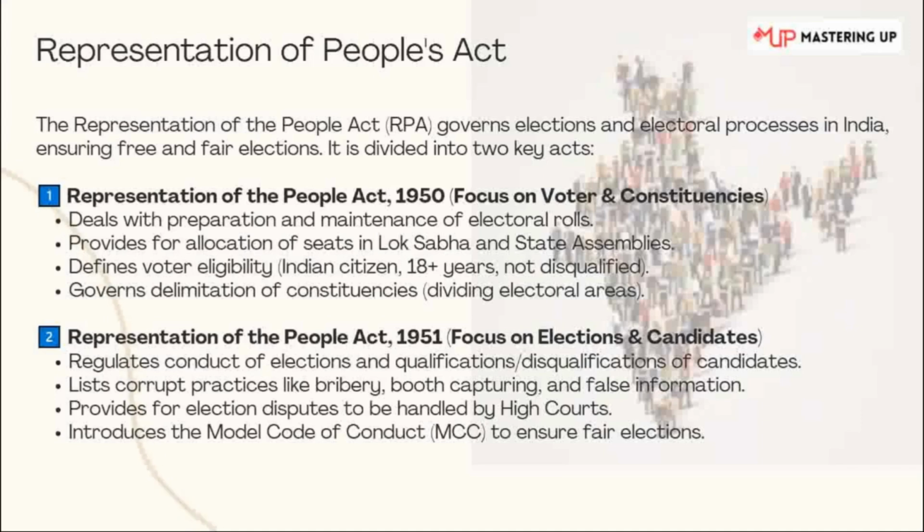of constituencies dividing electoral areas. And the second, the Representation of the People Act 1951, focuses on elections and candidates. It regulates conduct of elections and disqualifications of candidates, lists corrupt practices like bribery, booth capturing and false information, provides for election disputes to be handled by High Court, and introduces the Model Code of Conduct to ensure fair elections.